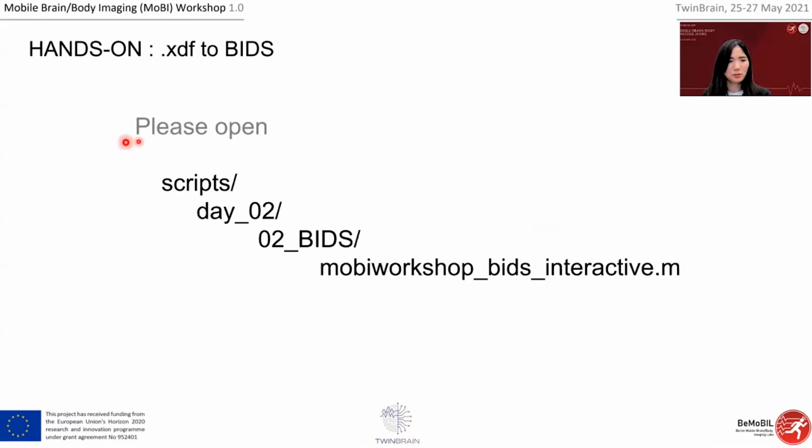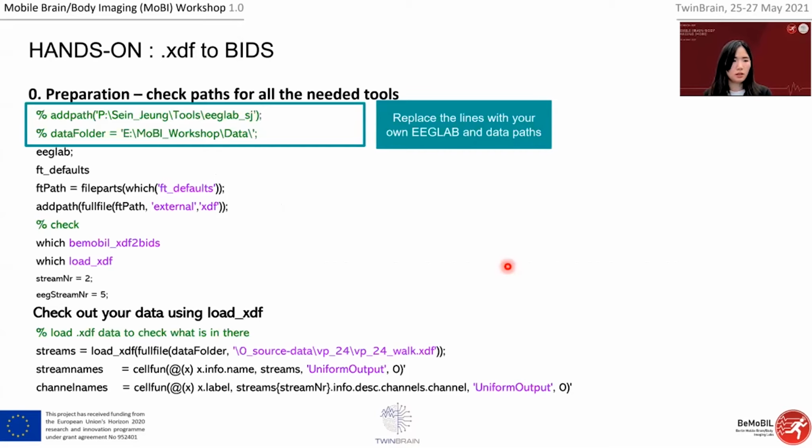In the folder that we shared, there is the scripts folder, day 2, MoBI workshop, interactive.m. Once you have done this, configure the necessary tools by adding the path to your EEGLAB. If you do this with your startup script, you don't have to. And then the data folder. I don't know where you save your data, but just add this path. This data folder should contain the 0 source data folder, as I showed before.